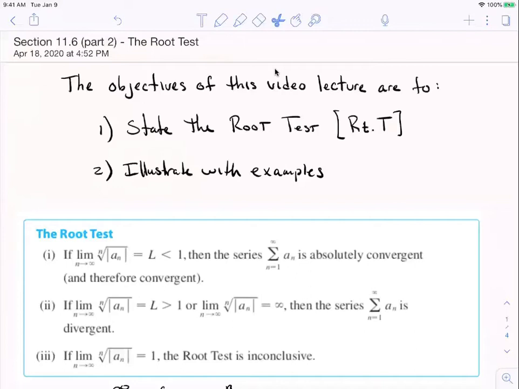In this video lecture, we're going to wrap up our work in section 11.6. I want to show you something called the root test. It's going to be the last of our convergence tests. So starting with the divergence test and ending with the root test, that's our toolbox.